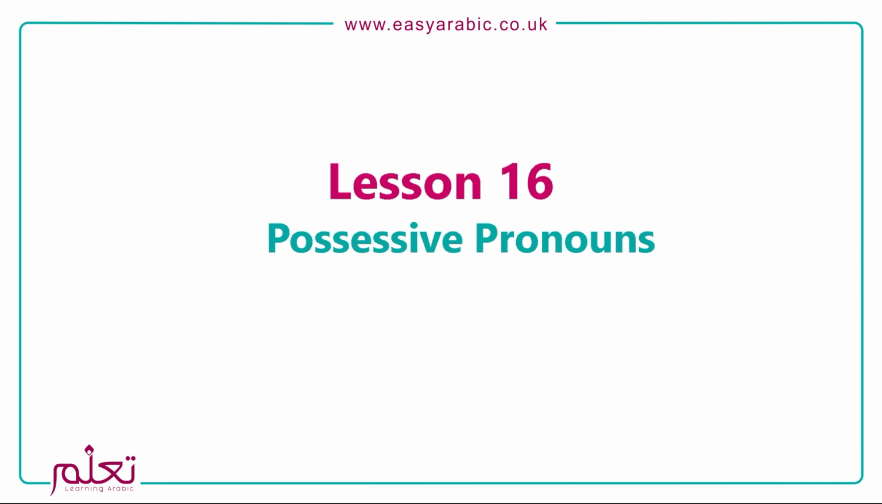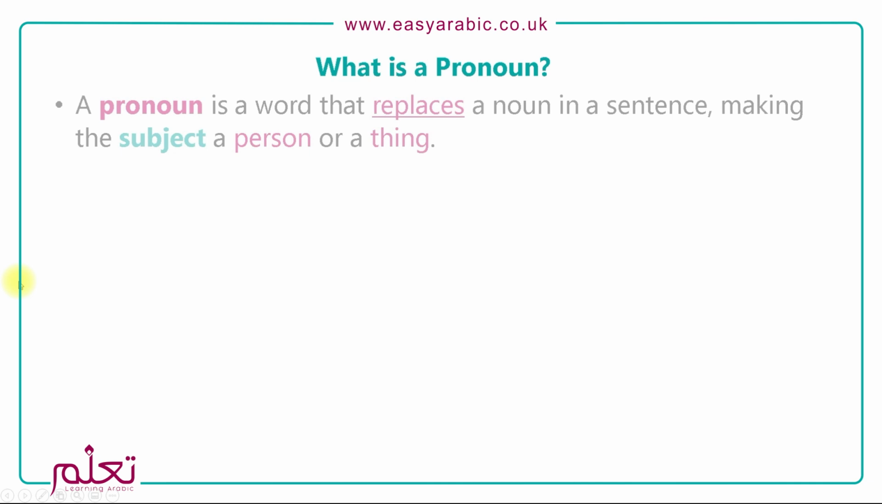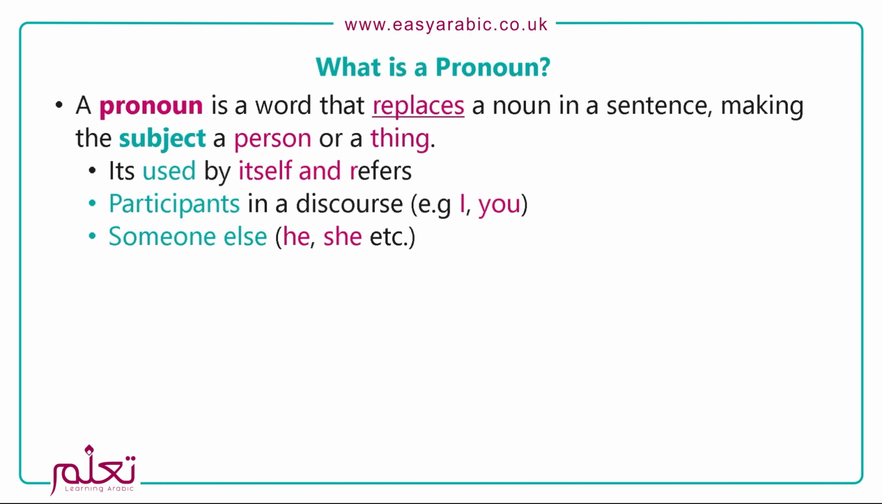So in the previous lesson, we looked at pronouns and personal pronouns, explained what they were and why they were used. In this lesson, we're going to continue on and look at possessive pronouns. So just a quick recap, what is a pronoun? As I mentioned, a pronoun is a word that replaces a noun in a sentence, making the subject a person or a thing. And it is used by itself and refers to the participants in a discourse, so I, you, but also to someone else, so he, she, they. The main reason it's used is to prevent the repetitive use of words.